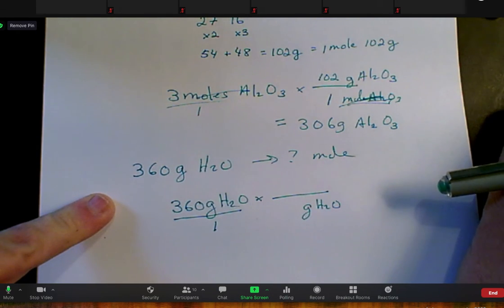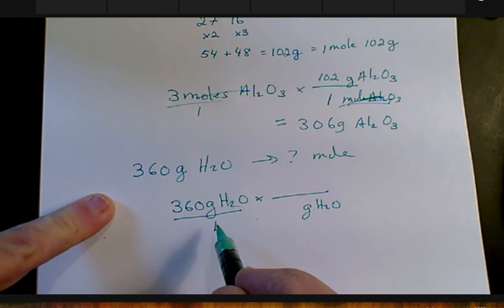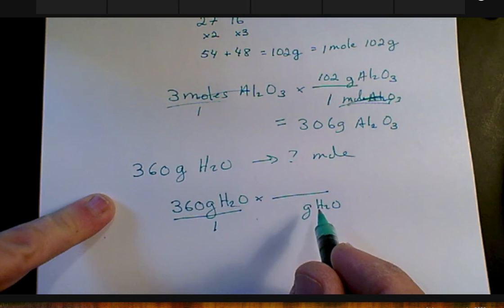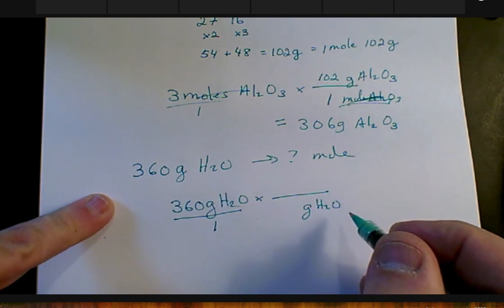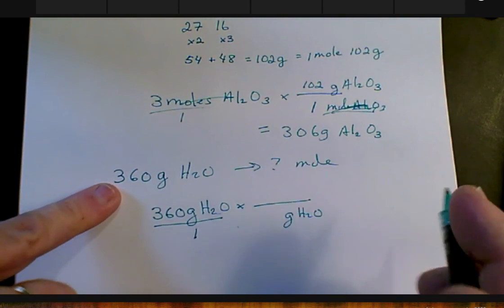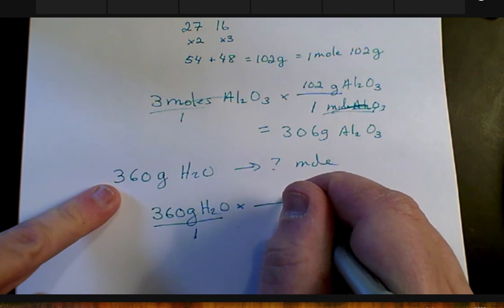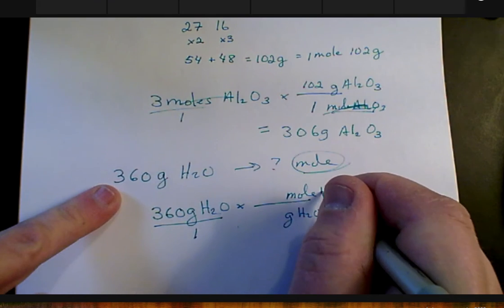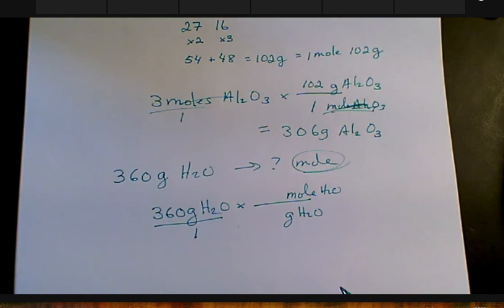If you had grams of water on the bottom of this ratio, for example, then you would put it on the top. So you put it opposite. Most of the time right now it's going to be always on the bottom. So up here you're going to put moles of water because that's what you're trying to find. And we said that 1 always goes with moles.